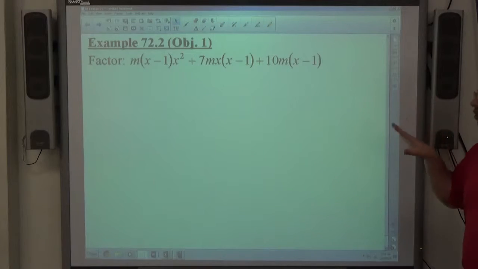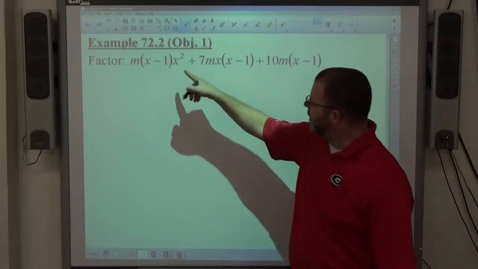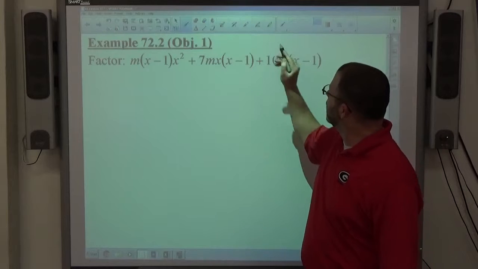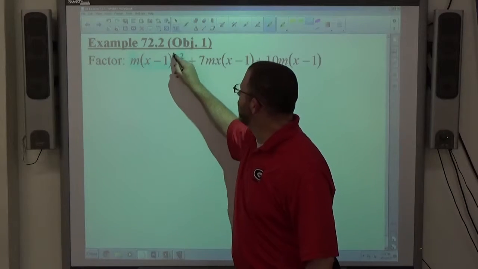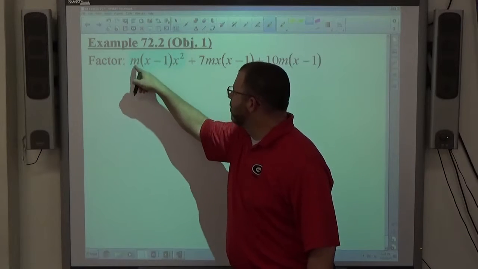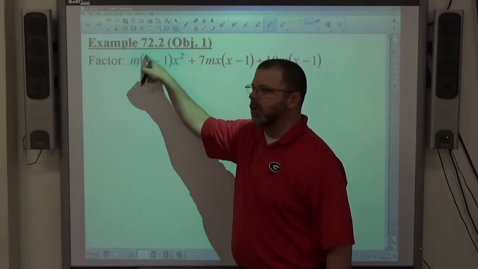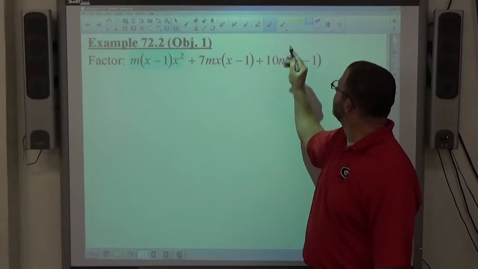Example 2, same issue, right? We got, again, binomial terms in here. What I want you to notice is m is being multiplied by x minus 1, which is being multiplied by x squared. So m times this, all that stuff's being multiplied together. All that represents a single term.